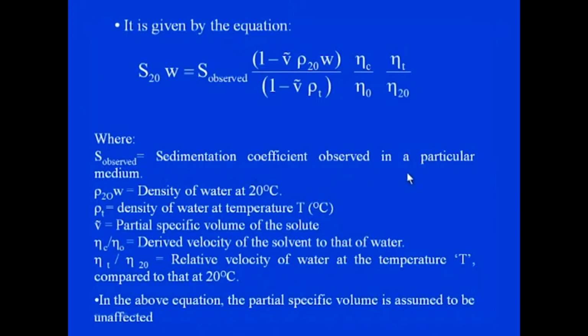sedimentation coefficient observed in a particular medium, then this is rho, that is density of water at 20 degrees Celsius, then density of water at temperature T, the particular temperature T you have taken. This is the partial specific volume of the solute. This term here is the relative viscosity of the solvent to that of water, and this term is the relative viscosity of water at the temperature T compared to that at 20 degrees Celsius. So all these things could be used to correct the sedimentation coefficient to the standard value, and this could be calculated for certain very accurate calculations.